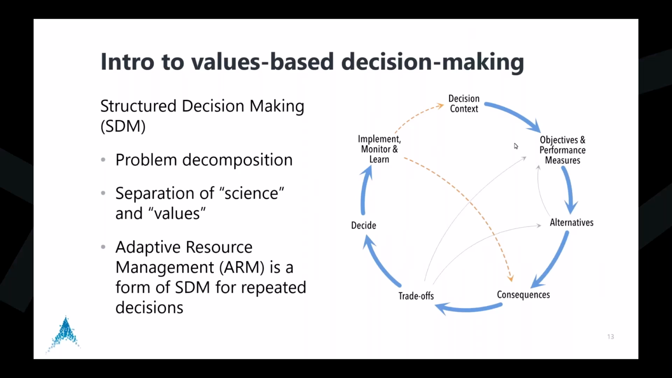In decomposing the problem into this series of steps, one of the things it does really well is separate those science-based components and values-based components. For example, our objectives: what do we care about? What do we want to accomplish? That's a very values-based question, versus what do we predict is going to happen under different management actions? That's where we gather all the best available information and is a very science-based component of the process.